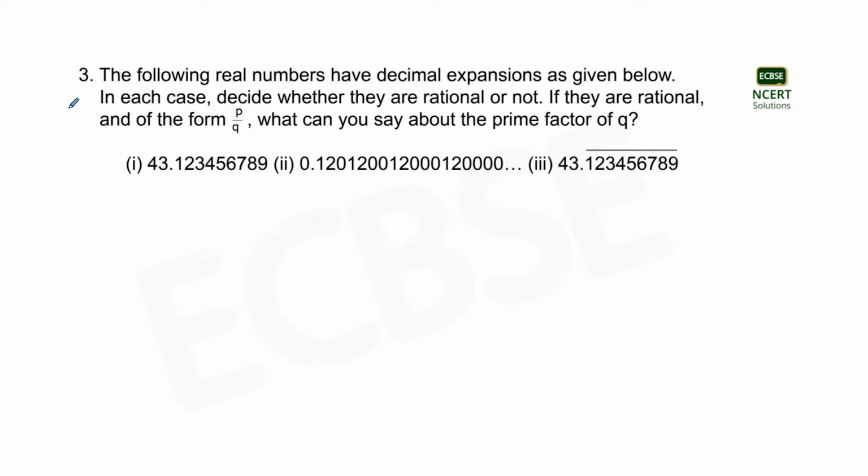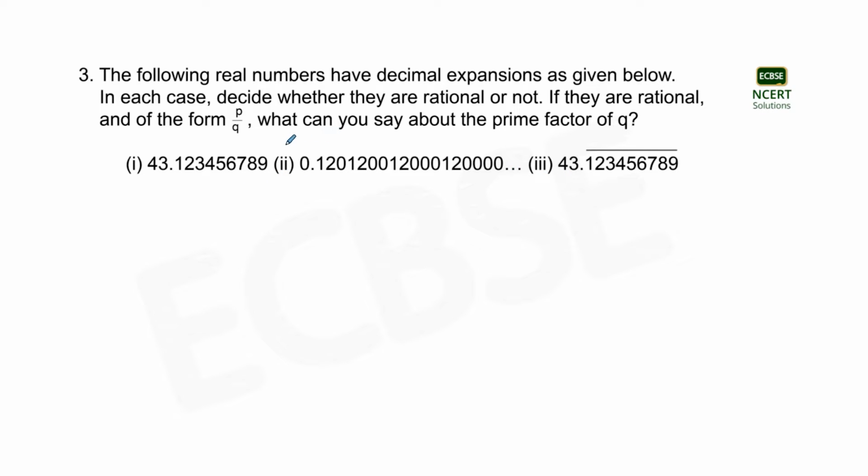Students, so here we are with question third of exercise 1.4 of the chapter Real Numbers. The question says: the following real numbers have decimal expansions as given below. In each case, decide whether they are rational or not. If they are rational and of the form p by q, what can you say about the prime factors of q? The decimal expansions have been provided in parts 1, 2 and 3.